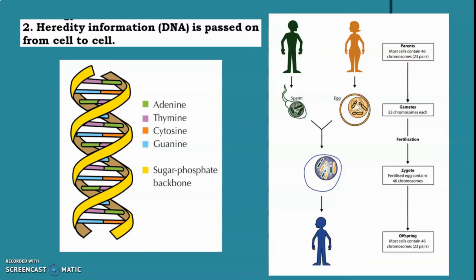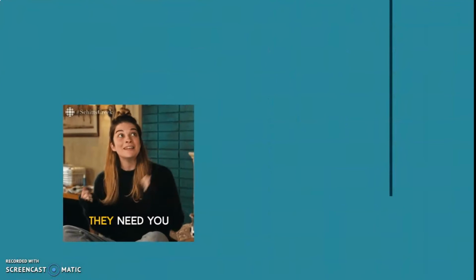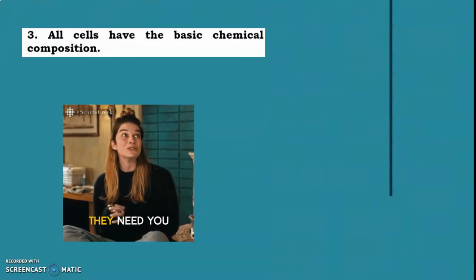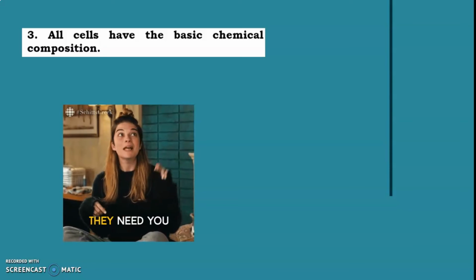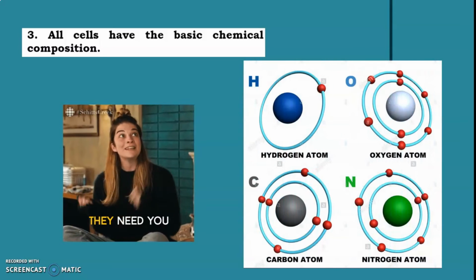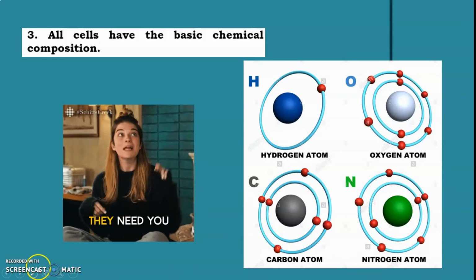DNA is passed on from cell to cell. Prior to cell division, DNA is being replicated or copied so that the offspring will have the DNA of its parents. Lastly, all cells have the basic chemical composition. Living cells are mainly made up of four elements: carbon, hydrogen, oxygen, and nitrogen. Without these molecules, life would not exist.